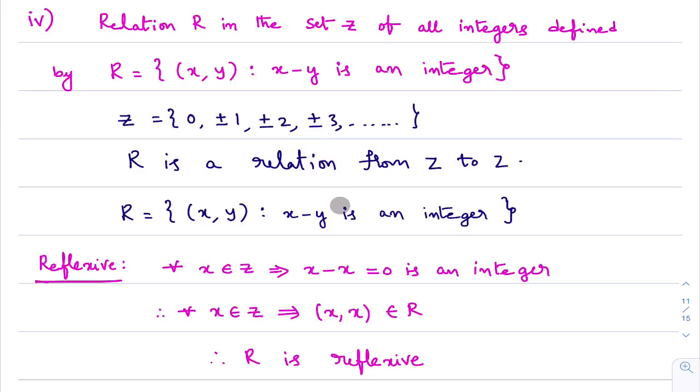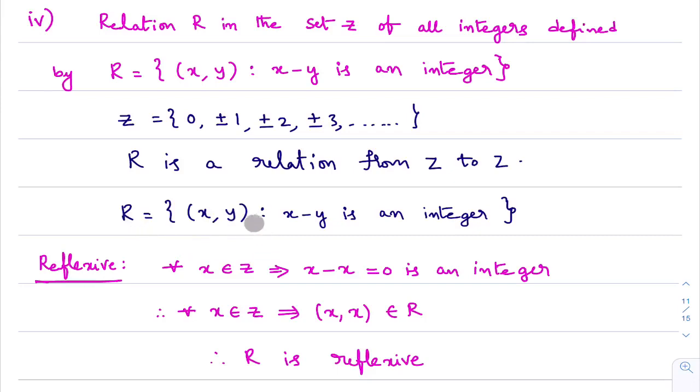Now, we need to check reflexive property. What is reflexive property? For any x belongs to A, the order pair x comma x belongs to the relation, then we say that relation is reflexive. Here, you take one element x in set A. What is set A here? Here it is not set A, it is set Z. You take an x in the given set. You check that order pair x comma x is there in the relation or not.